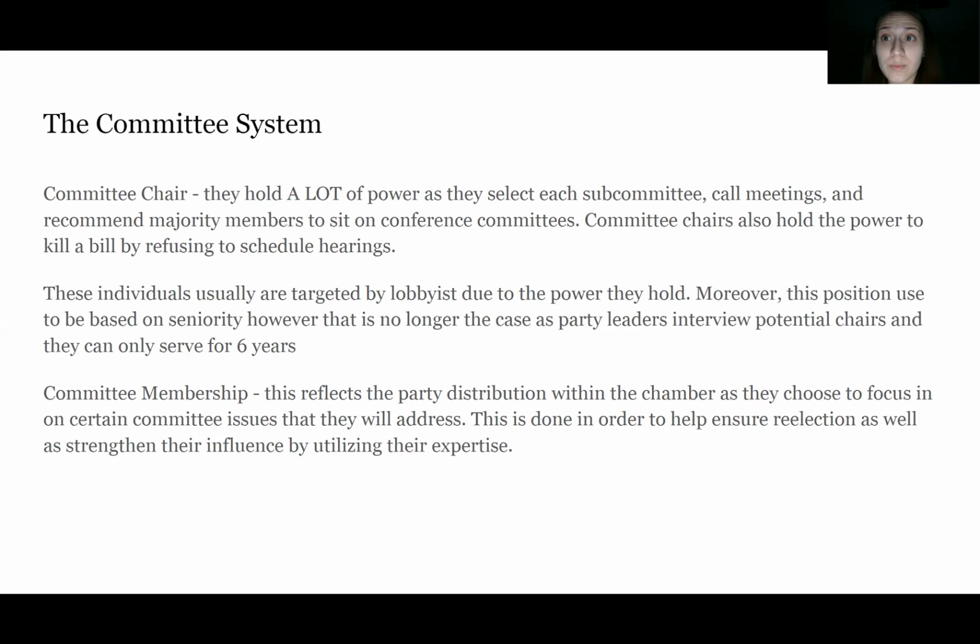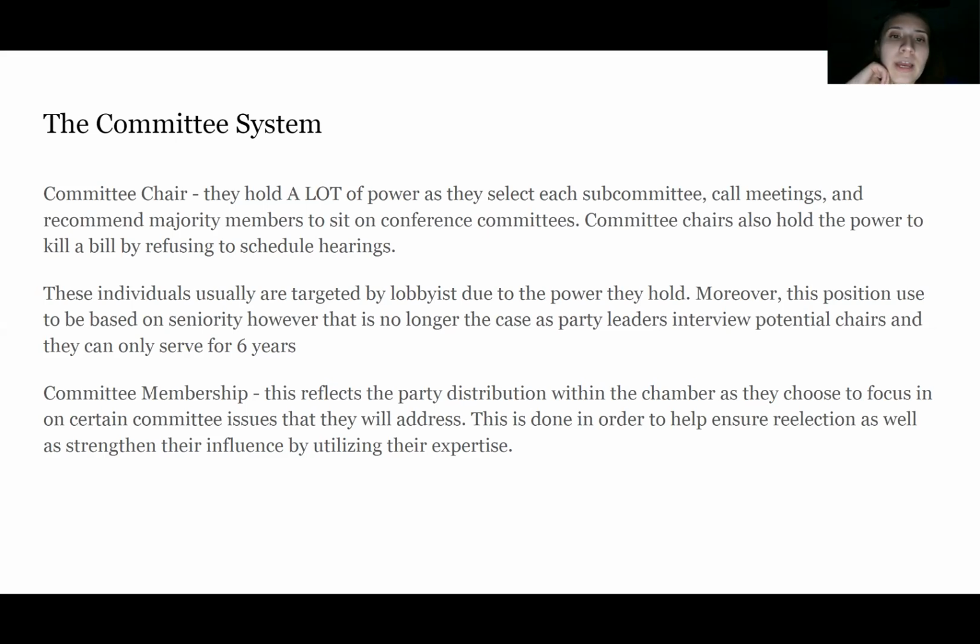This position used to be based off of seniority, which is not a great thing when we're wanting to see change within Congress and nothing's happening. So that was taken away. Now it is based off of interviews done by party leaders who they feel are potentially ready to become committee chairs, and they serve 6-year terms.